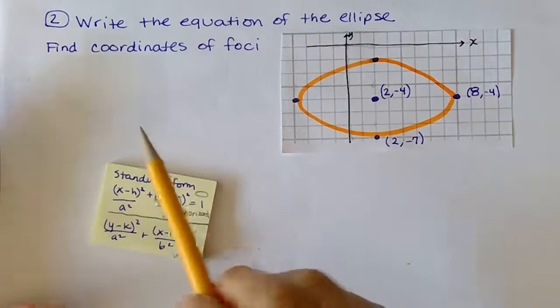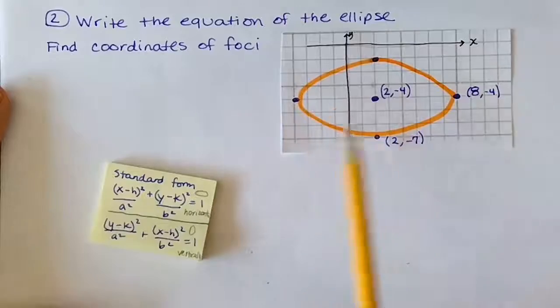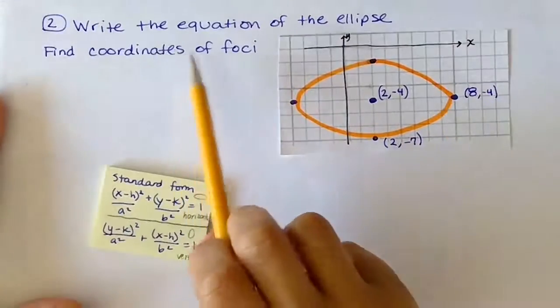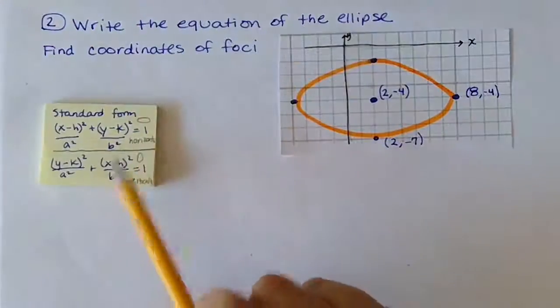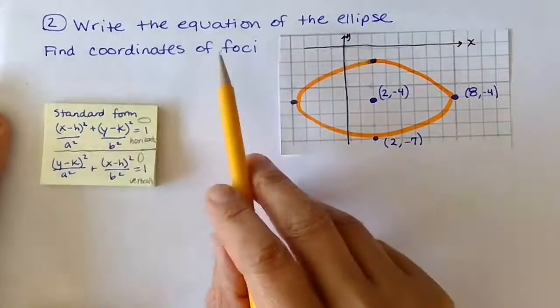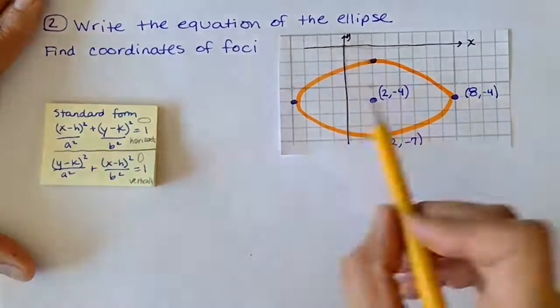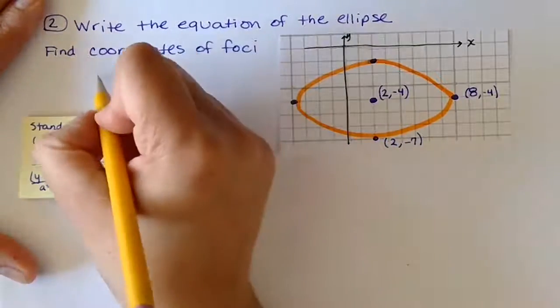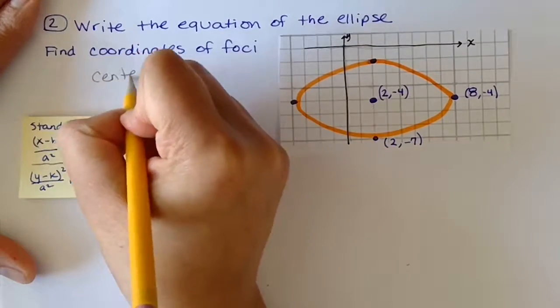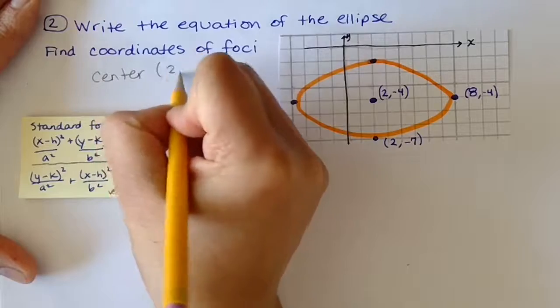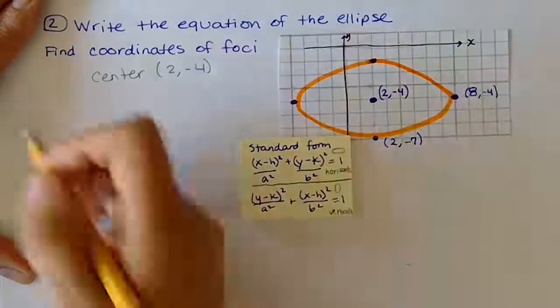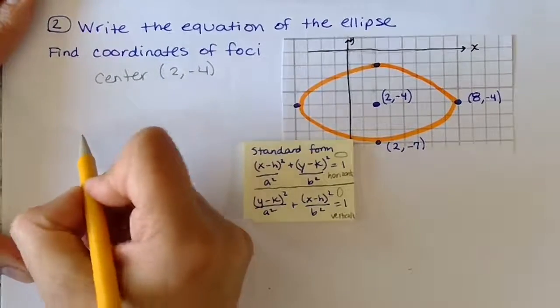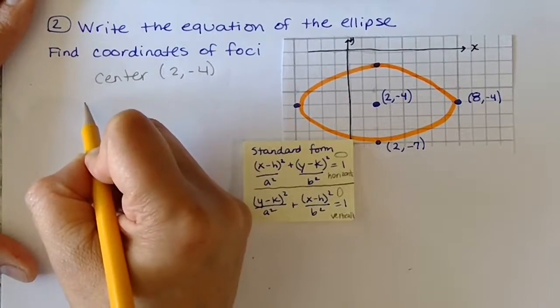Okay, so problem number 2, go ahead and make a quick sketch of this on your paper. Write the equation of the ellipse and find the coordinates. All right, not bad. So I look at my notes, and the first thing I'm going to do is just find the center. So the center I know is 2, -4.